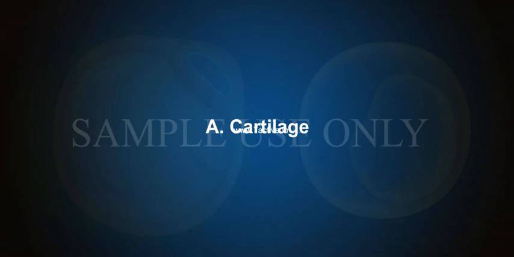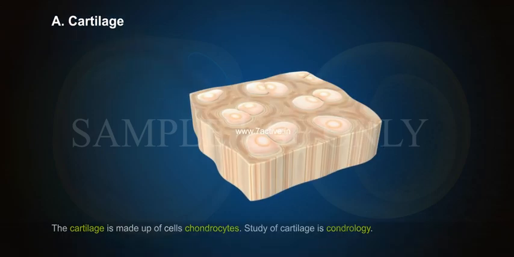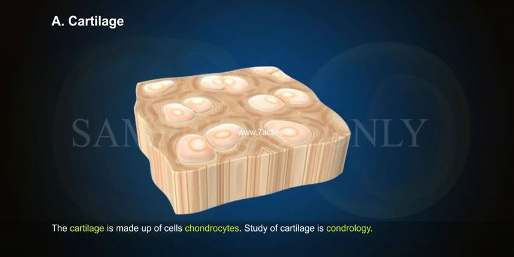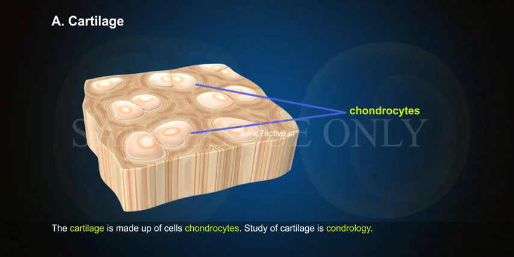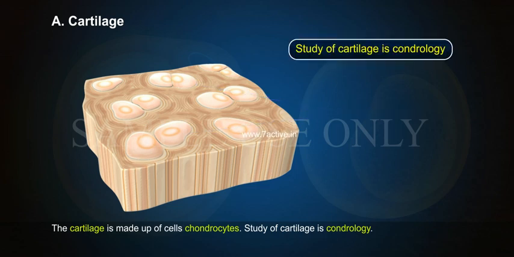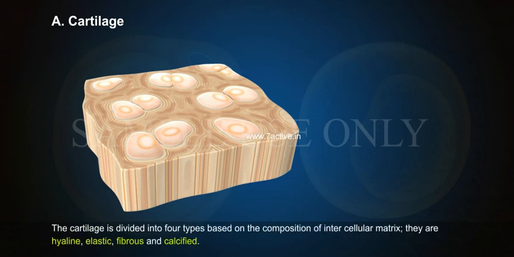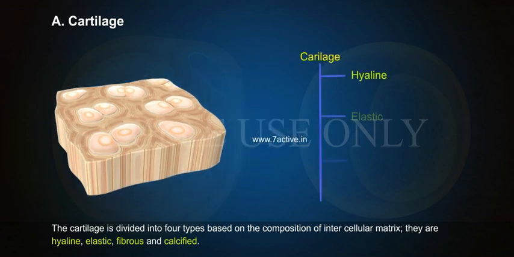A. Cartilage. The cartilage is made up of cells, chondrocytes. The study of cartilage is chondrology. The cartilage is divided into four types based on the composition of intercellular matrix. They are hyaline, elastic, fibrous, and calcified.